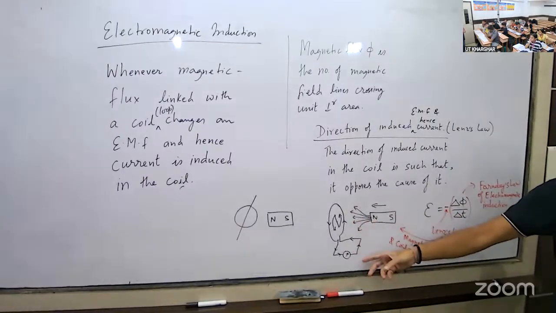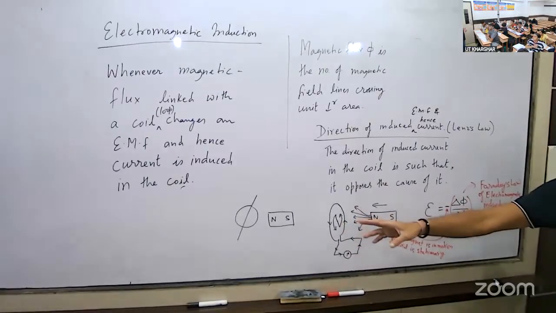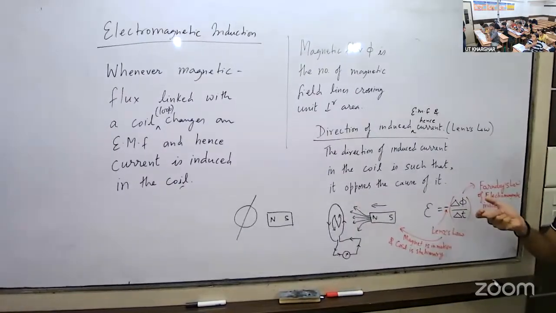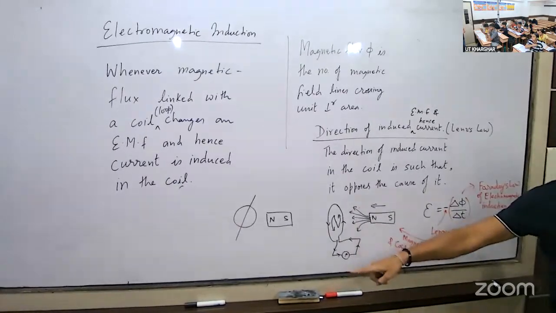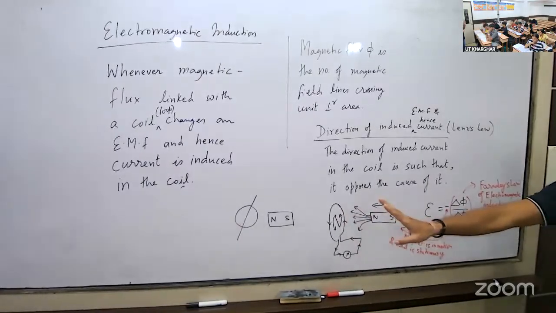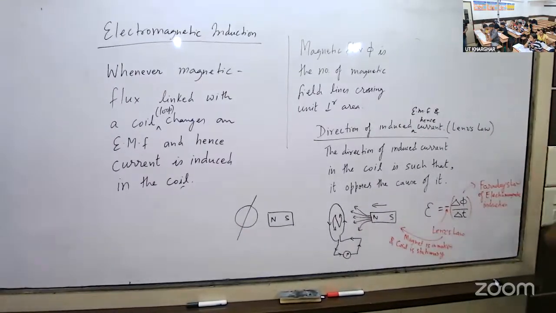This is experimental observation: the direction of current is such that when the north pole is approaching, it develops a north pole so that it opposes it, and when the magnet is receded backwards then the direction reverses, so therefore a south pole is developed. In short, this is electromagnetic induction, okay, and the direction is Lenz's law.